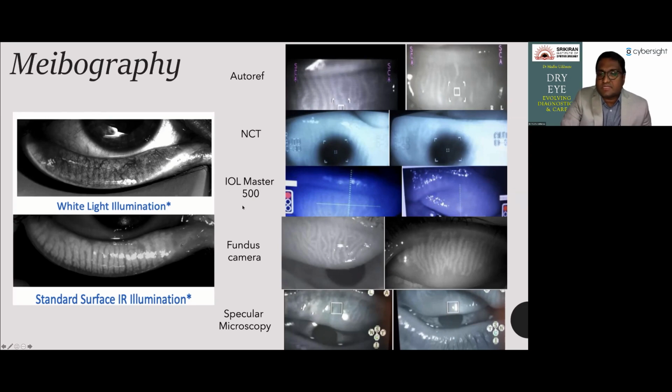In the IOLMaster 500, again, you have access to it. You can see these things beautifully. Any fundus camera with infrared camera, again, you can see these things. And if you have access to specular microscopy also, you can highlight this. So if you have any of this equipment already in your clinic, try to evert the lids and just see it through the screen. Most of the times, however, you will not be able to document it, but you will be able to appreciate any dropout straight away.